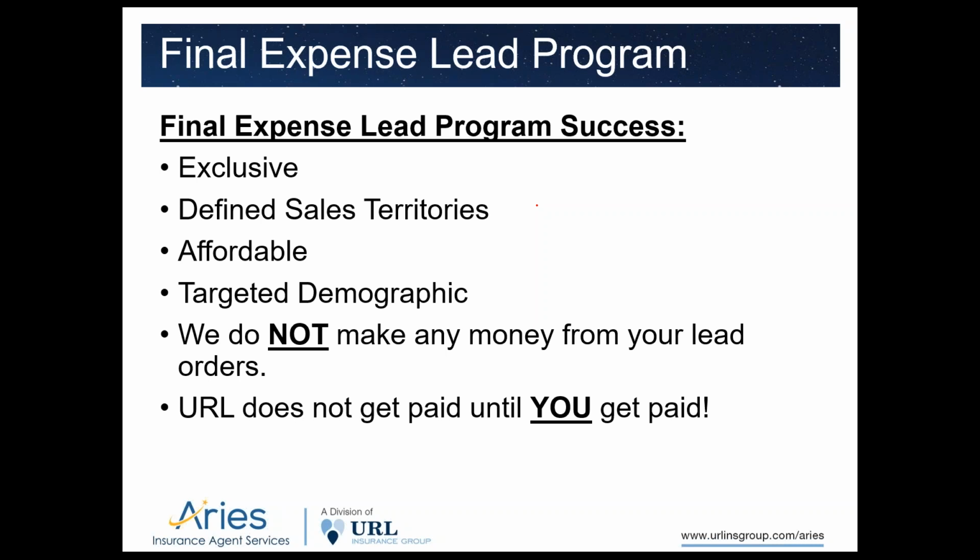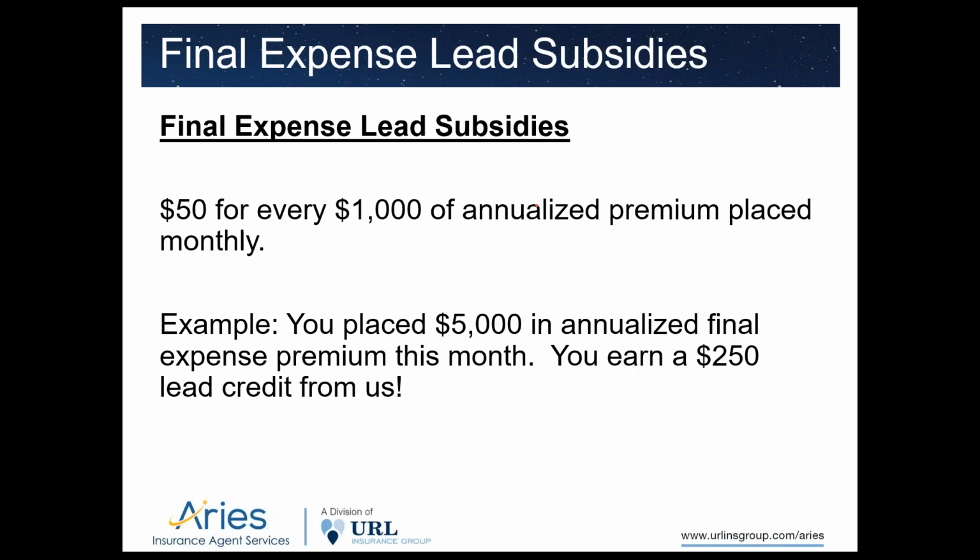Now, one of the things that we also do is we subsidize your lead costs based on your production. So for every $1,000 of annualized final expense premium that you place each month, we're going to give you $50 to apply towards a lead order. So if you did $5,000 during the month of February, you're going to get a $250 lead credit from us. Now, here's one of the nice things about our lead subsidy. You can use one of the lead vendors that we have, or you can utilize your own lead vendor. So we can work something out, but we subsidize your lead costs.